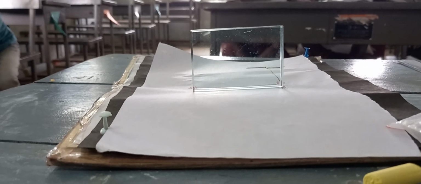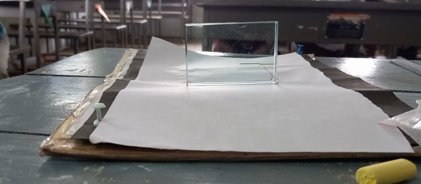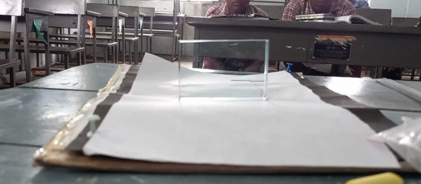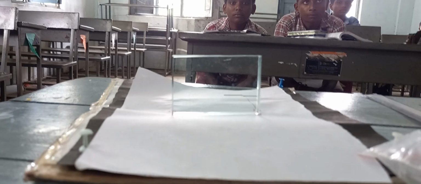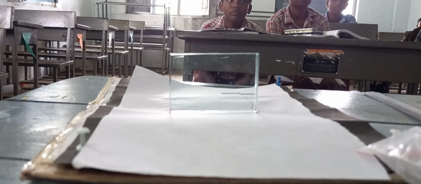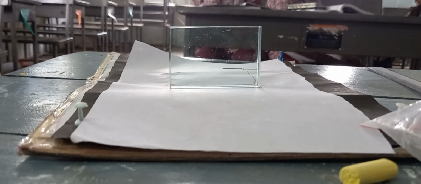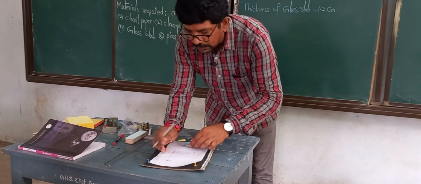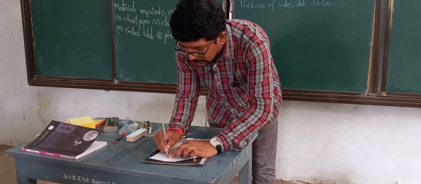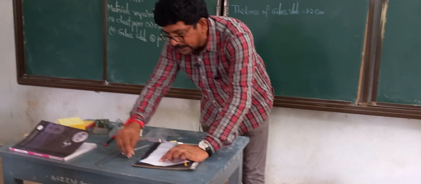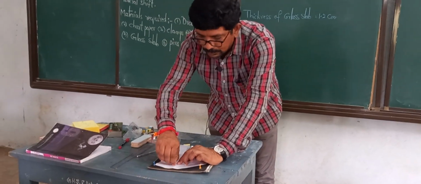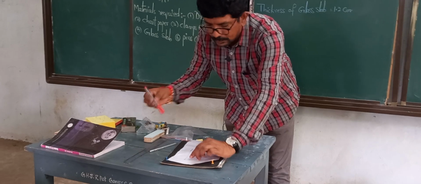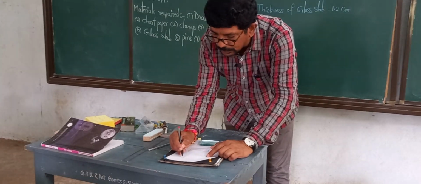Okay, you come this side. Observe this. These two pins are in line. I am observing one pin through the glass slab, another pin from the air, so that the two pins are in line. Mark the point as Q, where the second pin was kept. This point I marked as Q.